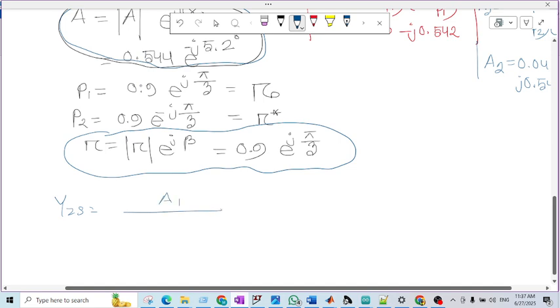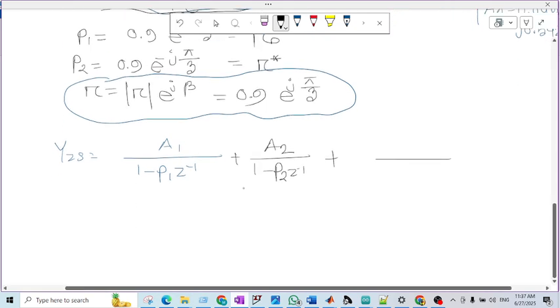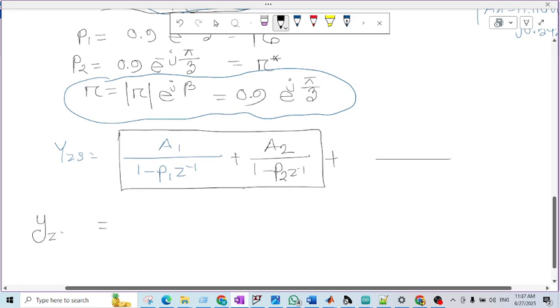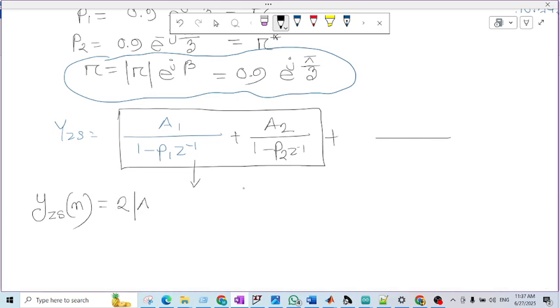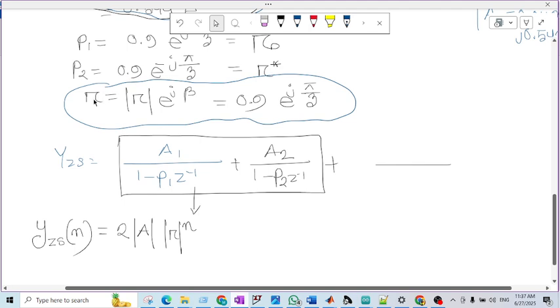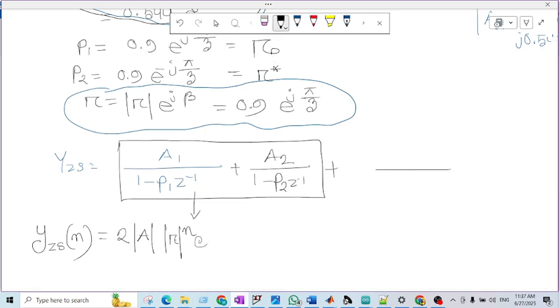YZS, here you have A1 over 1 minus P1 Z inverse 1, and then A2 over 1 minus P2 Z inverse 1. I have another term here, let me write it later. So if I want to convert it, what can I do? I have a direct formula here, which is 2 times the magnitude of A, the magnitude of R to the power n. What is R? I choose one pole equal to R, so the magnitude of R, then cos of beta n plus alpha.